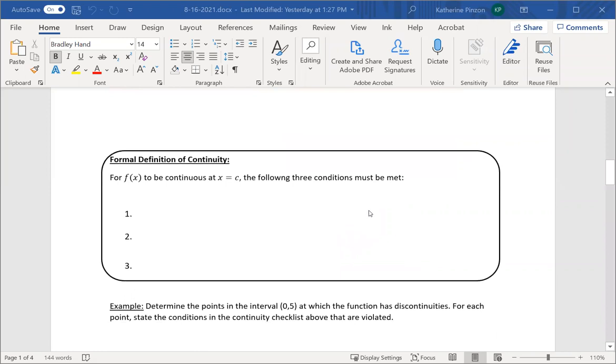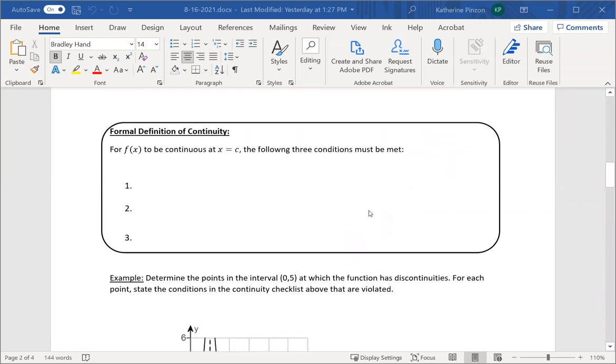Okay, continuity. So when we say a function is continuous, we mean that it's not broken. We mean that you can draw it without lifting your pencil. So the informal definition of continuous is you can draw it without lifting your pencil.